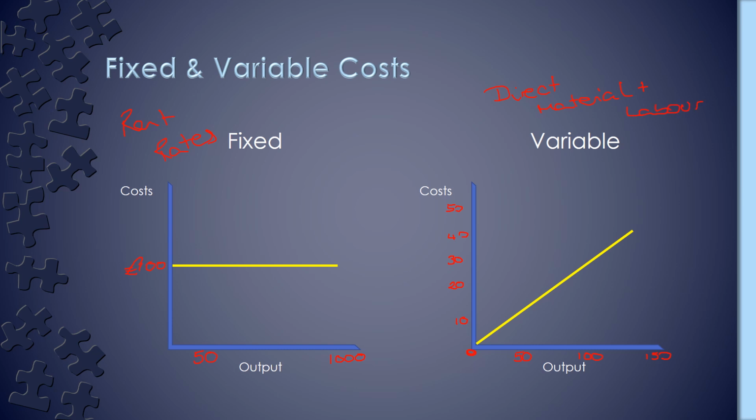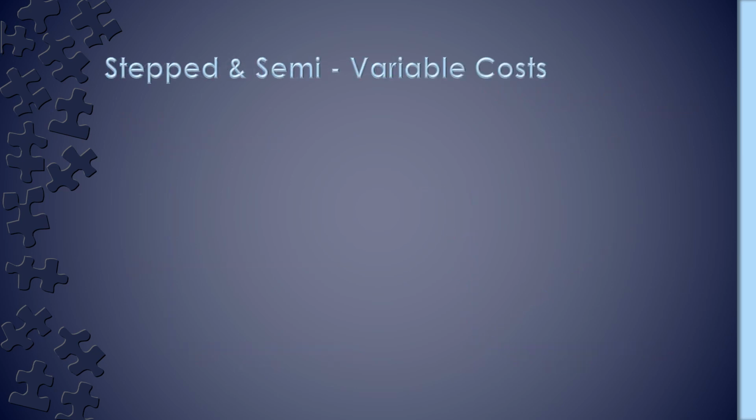On the next slide, we'll go on to have a look at the two perhaps slightly more complicated costs. So the next two to look at visually are our stepped and semi-variable costs. So our stepped costs. Here are our axes again, the same axes with our cost and our output.